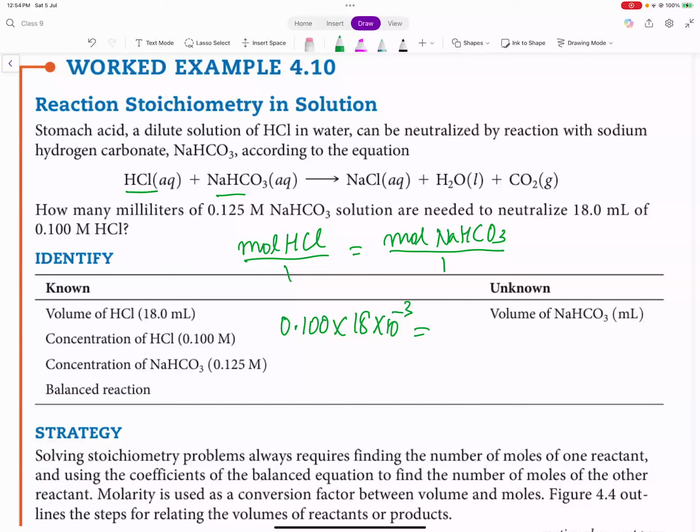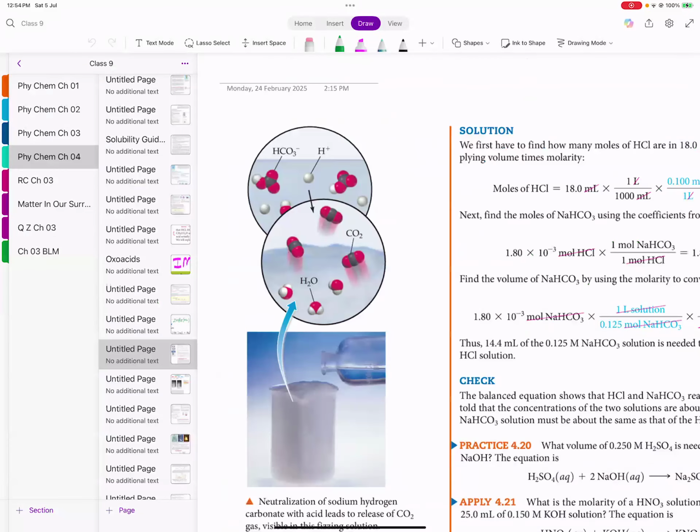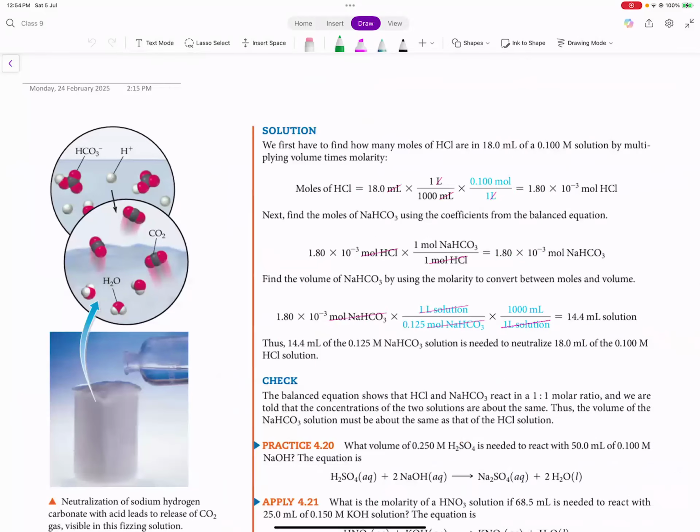Mole of NaHCO3 will be 0.125. This is the molarity, and into volume, here it will be in liters, right? Because we are equating the mole. So we can solve this and calculate the volume in liters. And after calculating whatever the volume is in liters, to convert it into milliliters, we multiply by 1000, right? Because in 1 liter there are 1000 milliliters. So this is a simple method. You don't have to follow what they are doing or whatever, right? You got what I said, right?